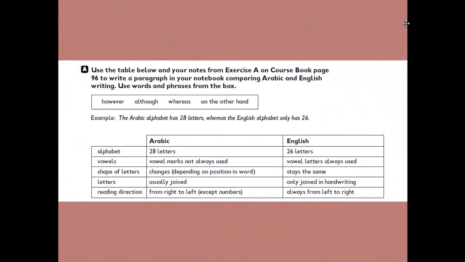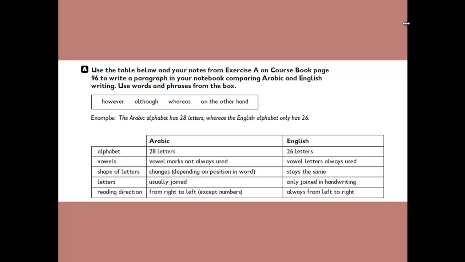Practice number A on workbook, page number 55. Number A says, use the table below and your notes from exercise number A on course book, page number 96, to write a paragraph in your notebook comparing Arabic and English writing. Use words and phrases from the books. However, although, whereas, on the other hand.